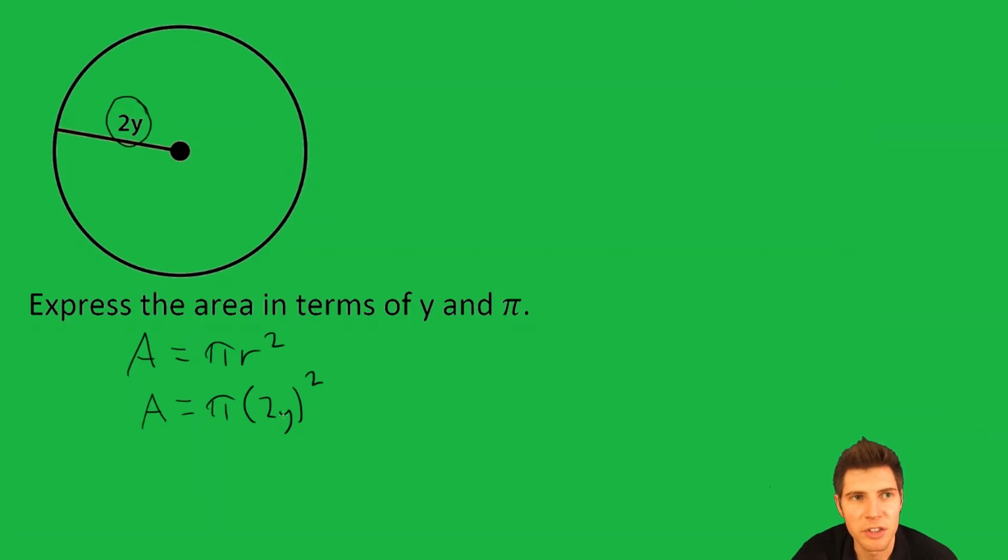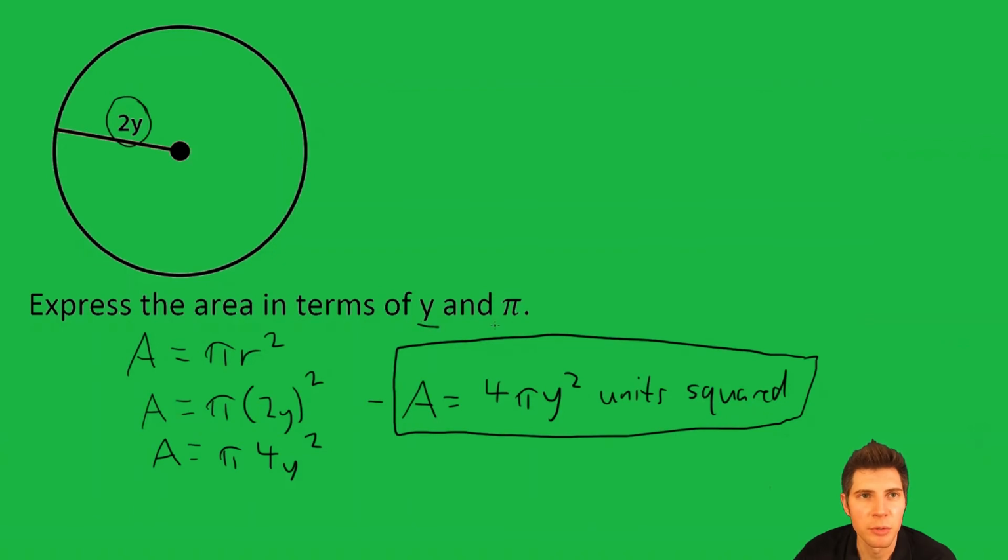Now when you square this, the 2 gets squared and the y gets squared. So it's going to be A equals pi 4, because 2 squared is 4, y squared. And that's pretty much it. We can clean it up to say A equals 4 pi y squared. And there's no label, so we could just say units squared. And since they wanted it in terms of y and pi, this is the answer to the question.